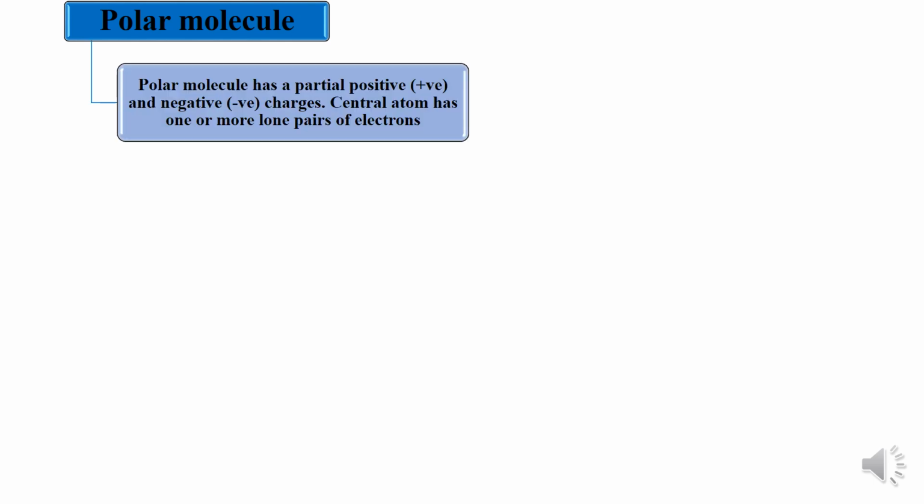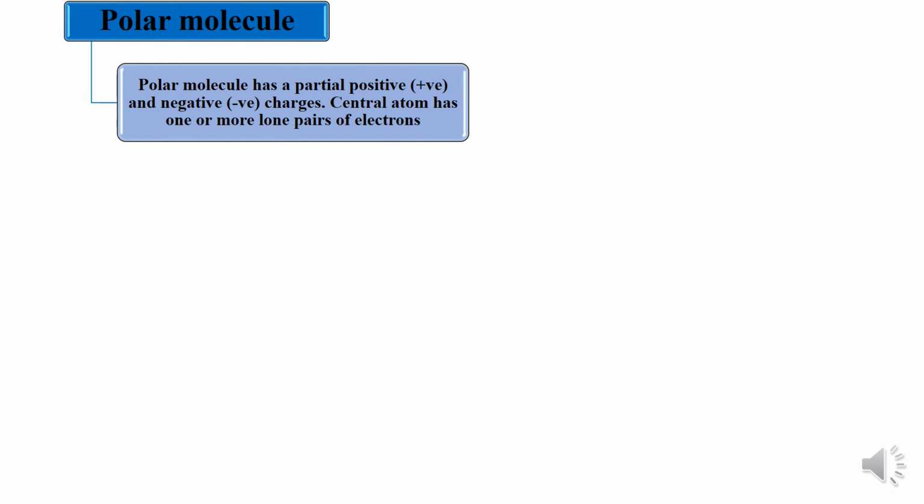Now here are some additional details about the polar molecules. As I already explained, a polar molecule has partial positive and negative charges. What we have discussed so far is in relation to a diatomic molecule. A diatomic molecule can be polar or non-polar. If it is a homoatomic molecule, it will be non-polar. If it is a heteroatomic molecule, it will be polar in nature.